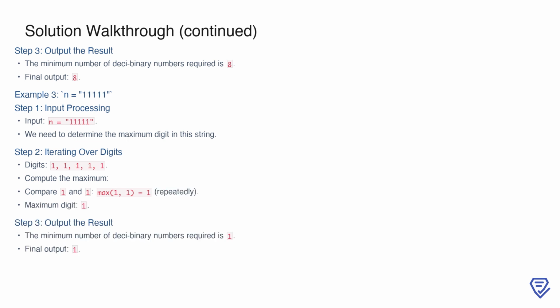For another example, consider n equals 11111. Here, the input is processed as a string of digits, 1, 1, 1, 1, 1. When we compute the maximum digit, we repeatedly compare 1 with itself, so the result is 1. This tells us that only one Deci-Binary number is needed to represent n. The final output, therefore, is 1. This example demonstrates that the number of Deci-Binary numbers required directly corresponds to the largest digit in n, regardless of how many digits the number contains. The computation remains consistent and straightforward.